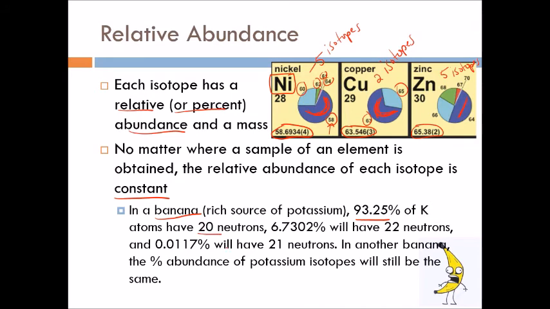93.25% of them have 20 neutrons. Only 6.7 whatever percent has 22 neutrons, and then a very small percentage has 21 neutrons. Every time you eat a banana with the potassium sample in there, it's going to have those different weighted elements at those percents inside that sample. And I believe the 21 neutron one is the radioactive potassium, but we all get a little bit of it in our diet.